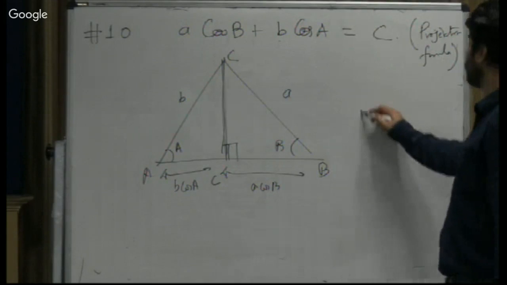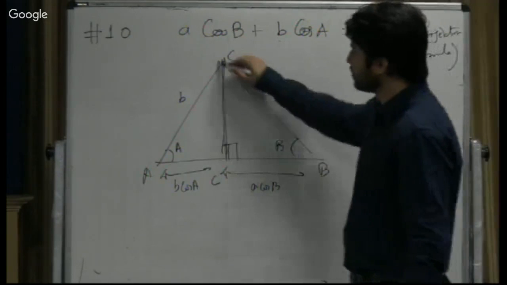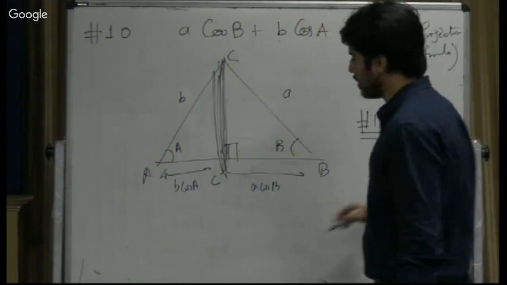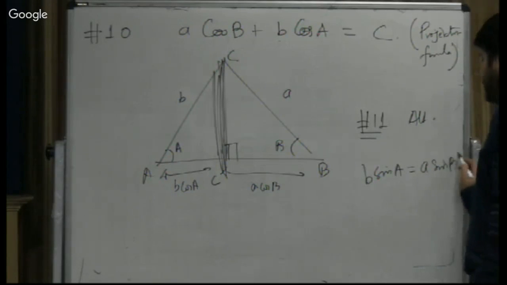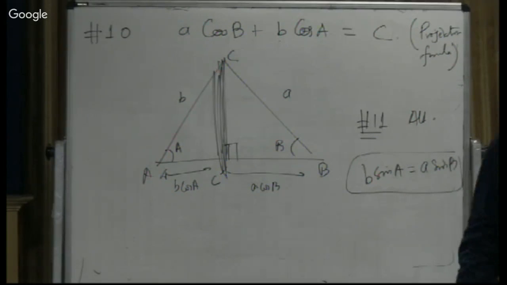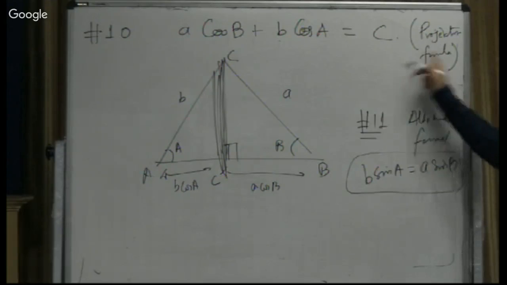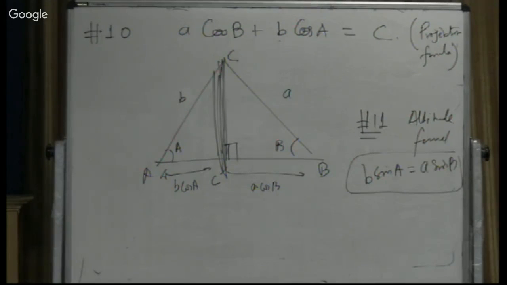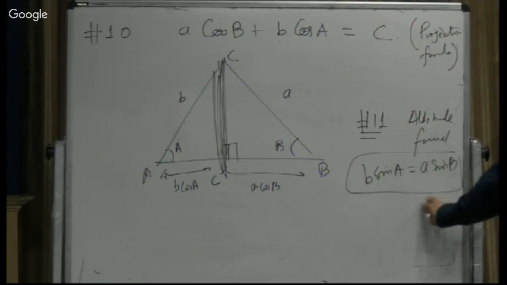Property 11 is basically the altitude formula, which says this is your altitude, right? So what it says is that b sine A would be equal to a sine B. Actually this is the sine rule only, a portion of the sine rule, because I know sine A by a is equal to sine B by b, right? So the altitude formula is a portion of the sine rule. So you understood? This is the altitude formula, and this is your projection formula. Clear? So I can say a cos B plus b cos A is equal to c, and I can say b sine A is equal to a sine B. This comes from the sine rule itself.